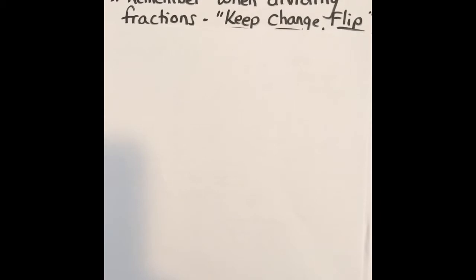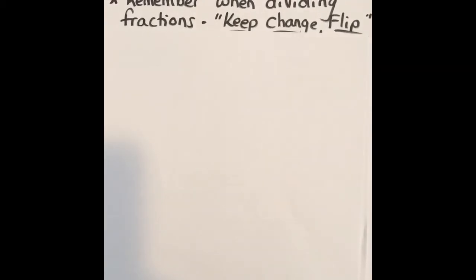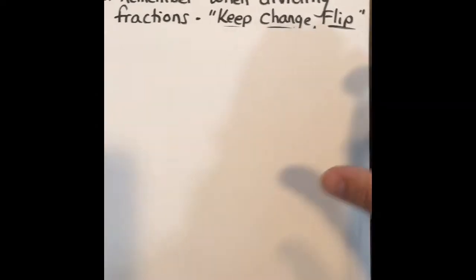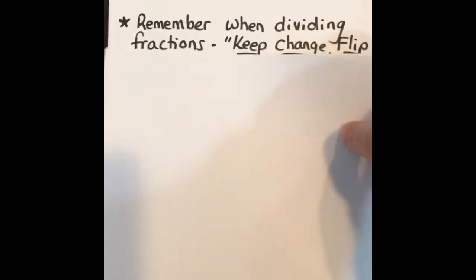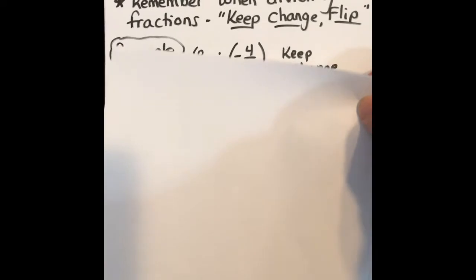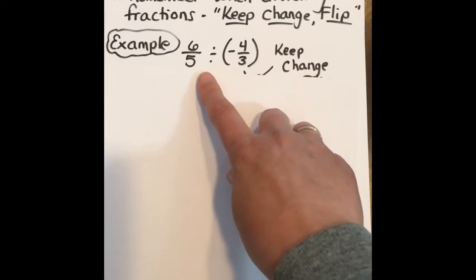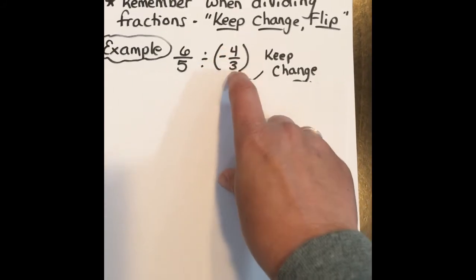Okay, so just a little hint as we are moving forward. Remember, when you're dividing fractions, you need to keep, change, flip. So you're actually going to flip the second fraction and multiply. So let's look at this one. Example, 6/5 divided by a negative 4/3.